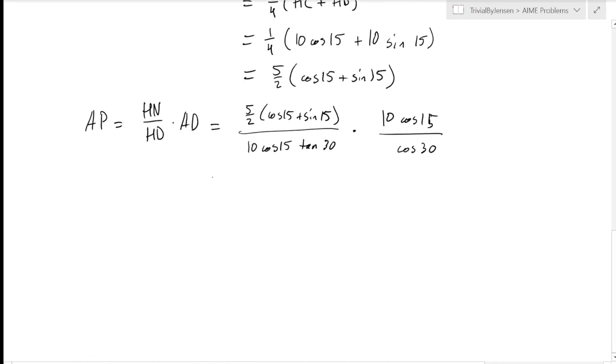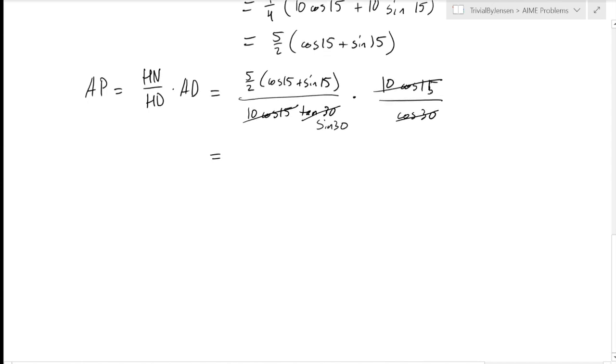All right, so we can cancel 10 cos 15 with 10 cos 15. Remember that tan 30 is just sine over cos, so we can simplify like that. And sine 30 is 1/2, so we can cancel the halves like that. And we're left with 5 times cosine 15 plus sine 15.